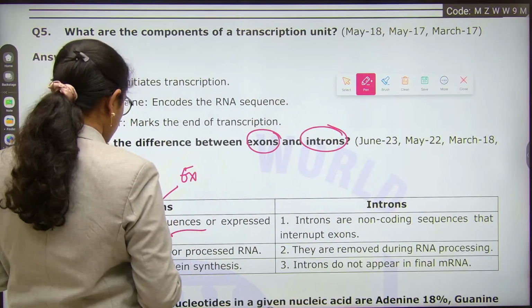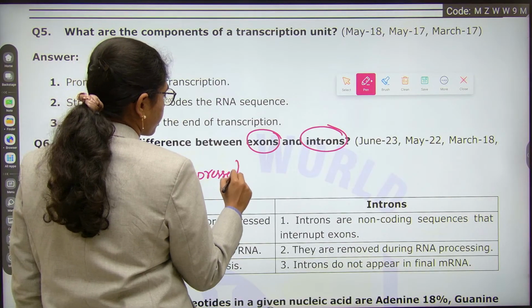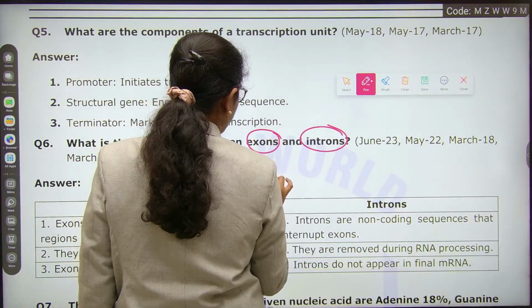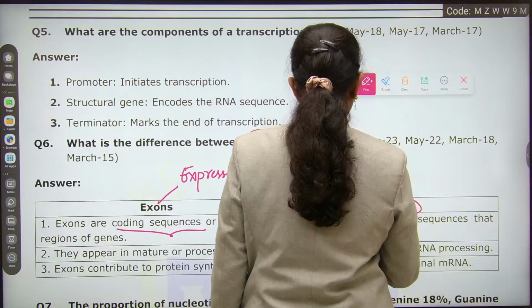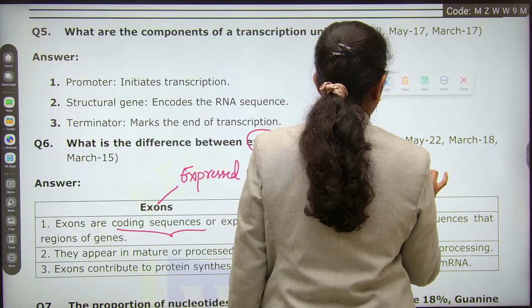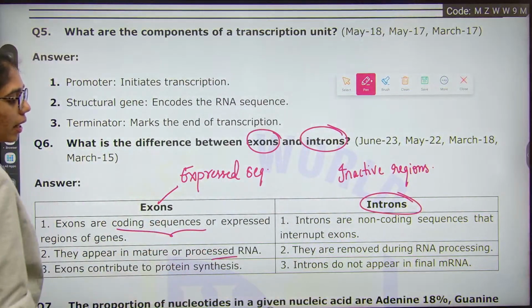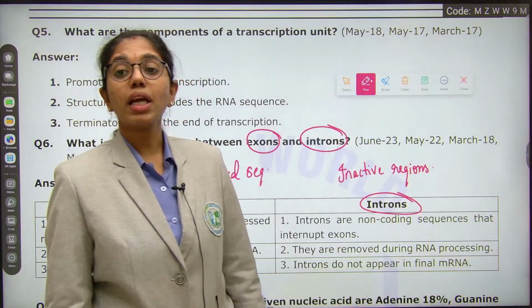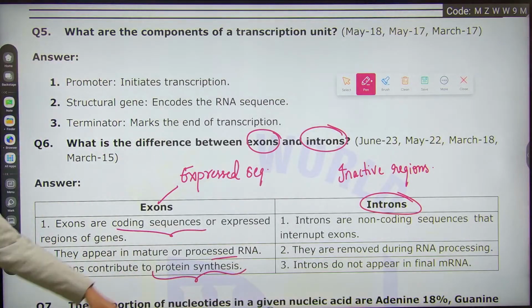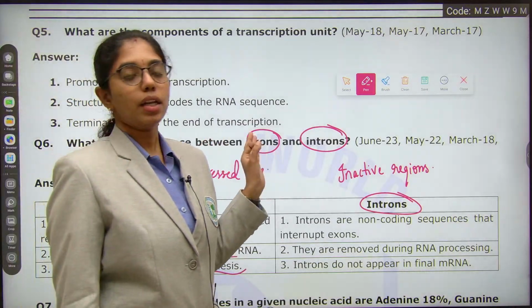Exons are expressed sequences of a gene in a DNA. Introns are inactive regions. Exons appear in mature or processed RNA, and introns are removed during RNA processing. Exons contribute to protein synthesis. Introns will not appear in the final mRNA.